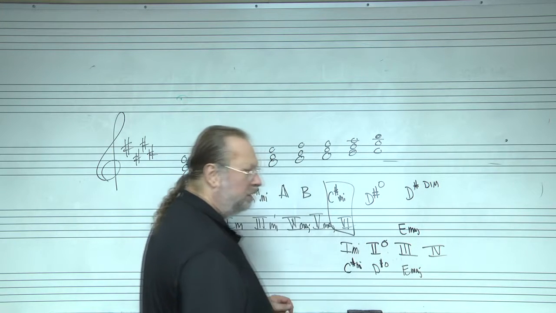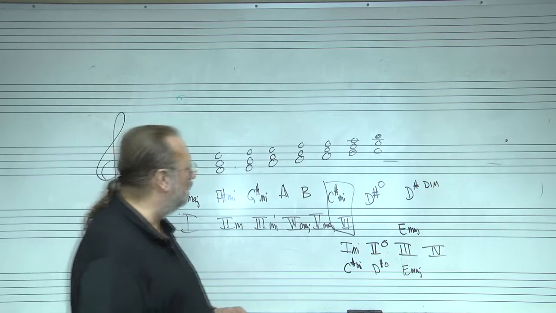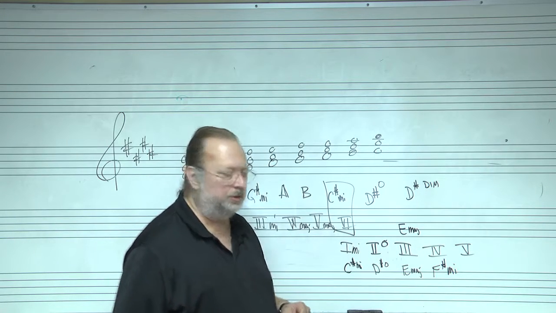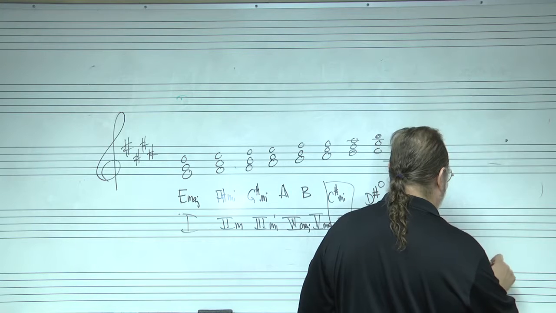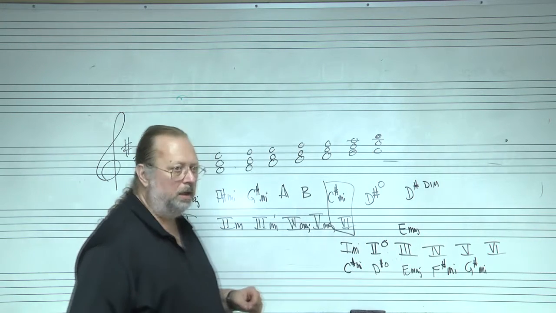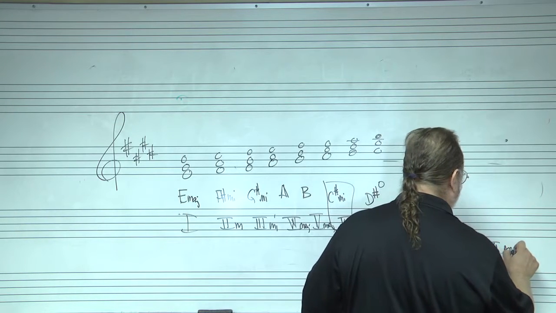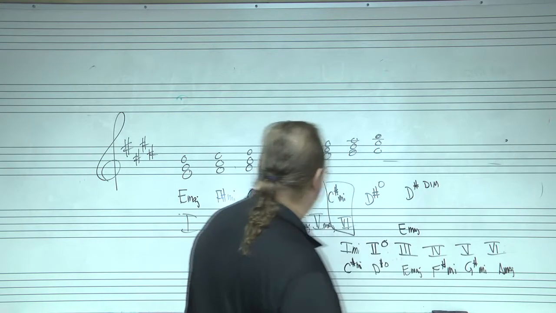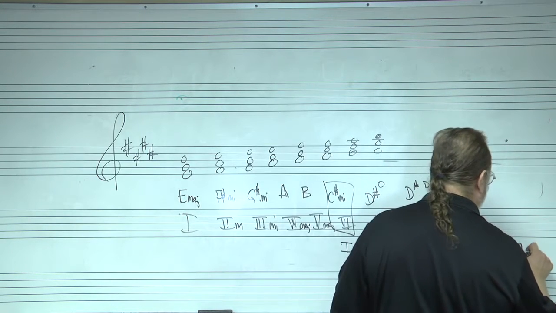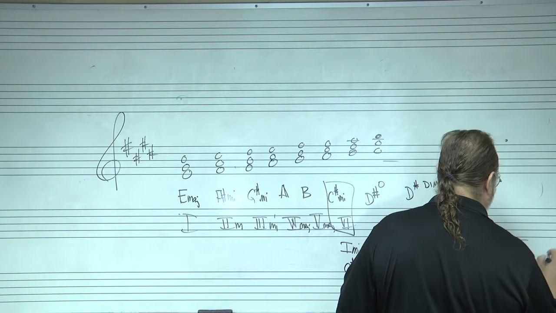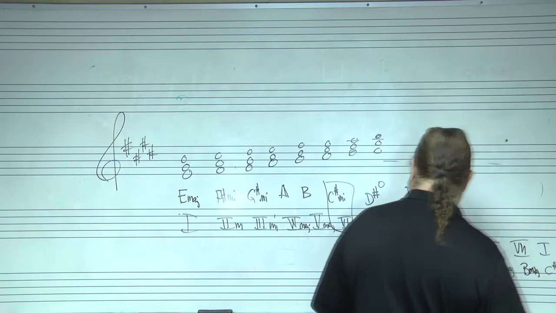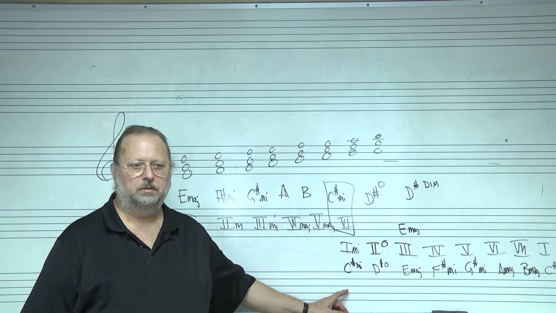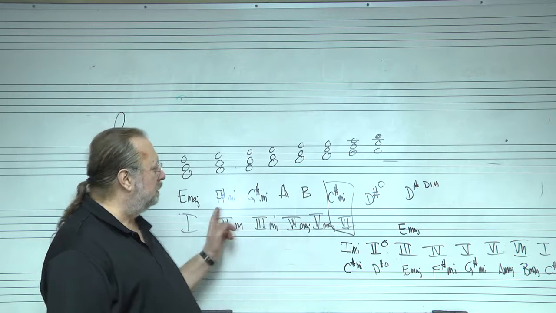And our four chord is going to be what? F sharp minor. And our five chord? G sharp minor. Now our six is going to be A major, and our seven is going to be B major. So in the C sharp minor scale, these are our chords. And these are our chords in the major key.